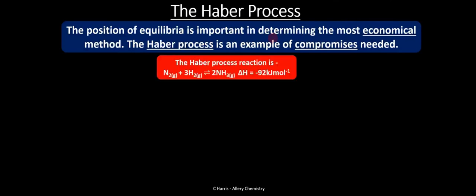The Haber process is a process where we produce ammonia. We looked at that as an example in the previous lesson. So we are going to look at the conditions here that are the most economical in the Haber process. This is the reaction, and we looked at it. It's an exothermic reaction between nitrogen and hydrogen to give ammonia.